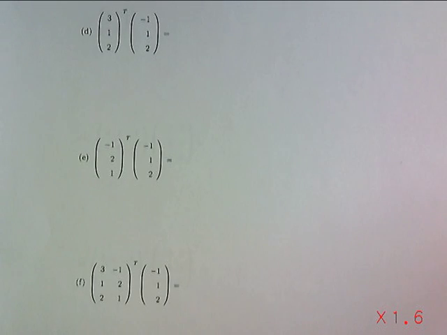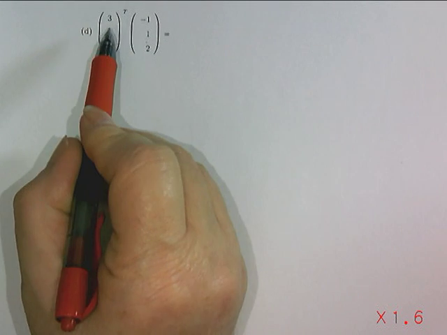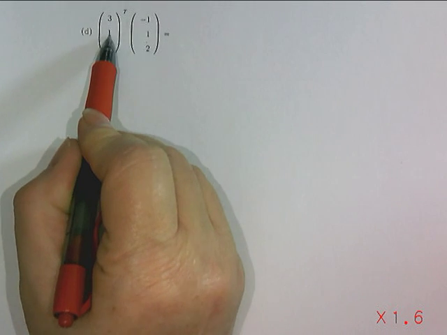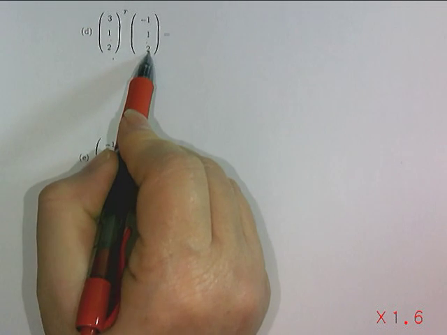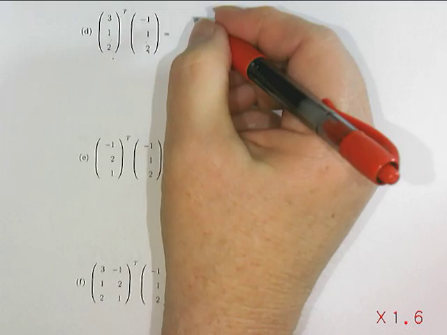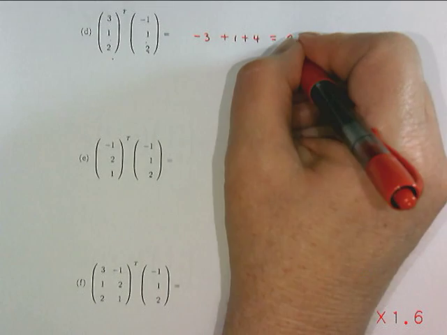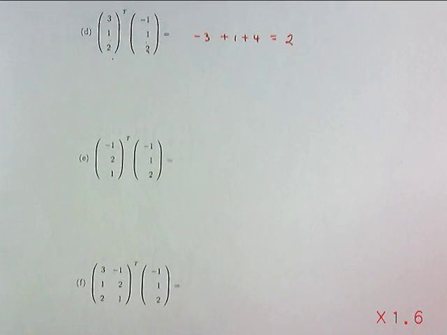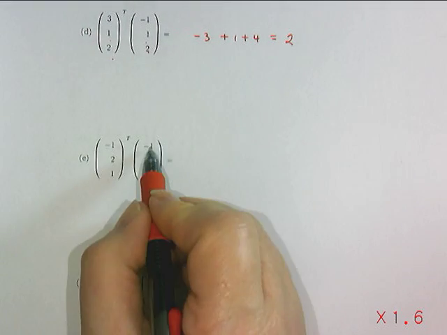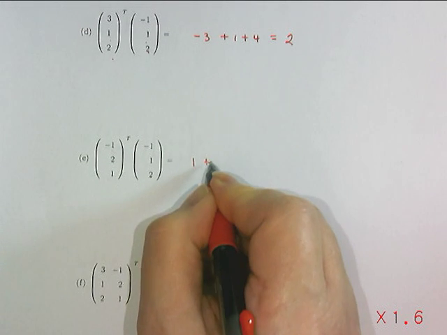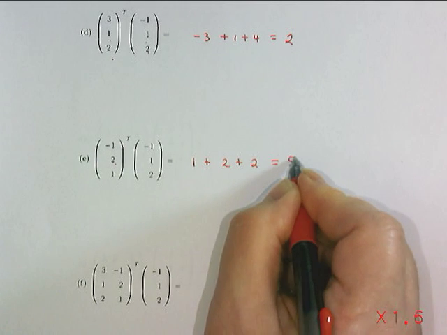Let's try the next one. Okay, I want to do the dot product of this vector with this vector. And so it's going to be 3 times negative 1 plus 1 times 1 plus 2 times 2. So that's negative 3 plus 1 plus 4, which will be positive 2. Now let's see what we have here. It's again the dot product of this vector and this vector. It's going to be negative 1 times negative 1 plus 2 times 1 plus 1 times 2. That's going to be 5.